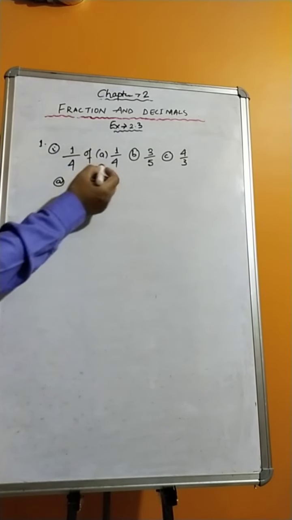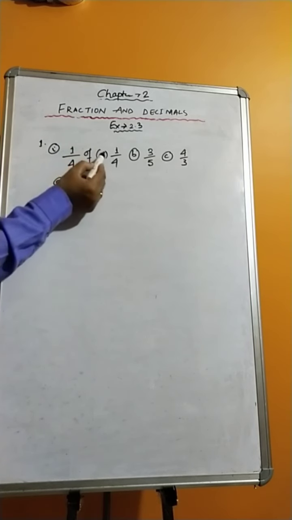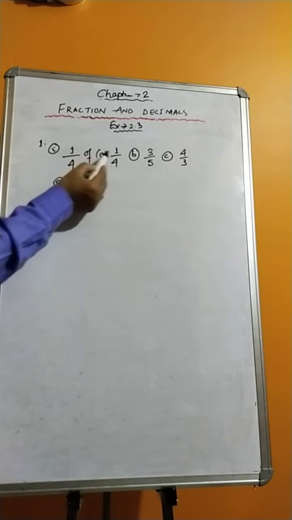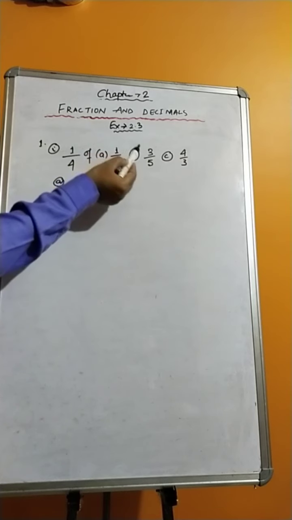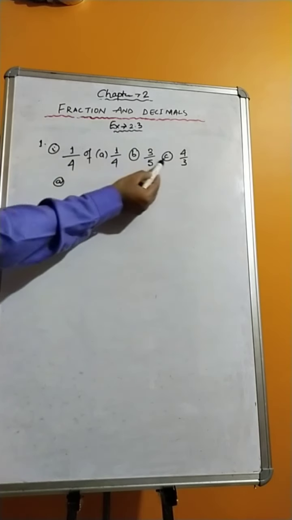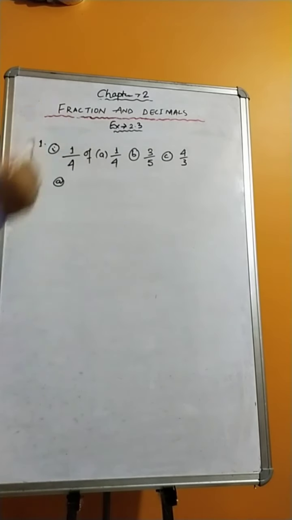Sum number A, what we have to do, we have to multiply. This is a common fraction for all A, B and C. So what we have to do, we have to multiply. Fine, so we have to multiply this 1 by 4 with this 1 by 4 also. In question number B, we have to multiply 1 by 4 with 3 by 5. And for sum number C, again we have to multiply 1 by 4 with this 4 by 3.